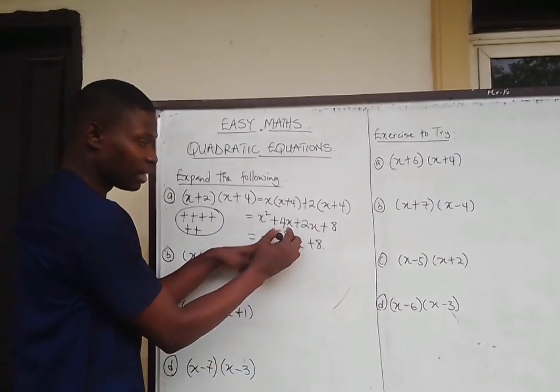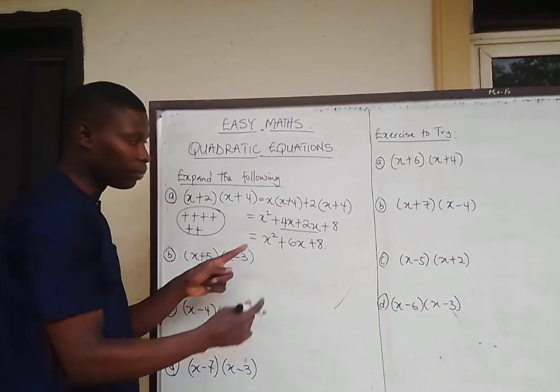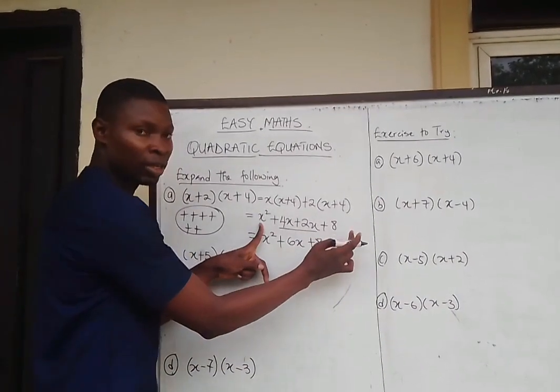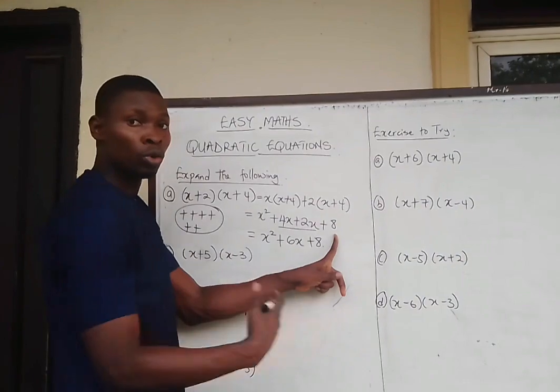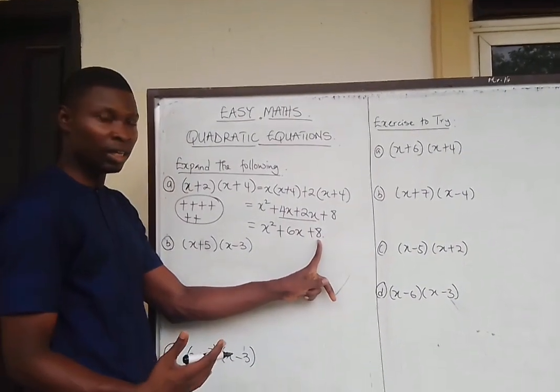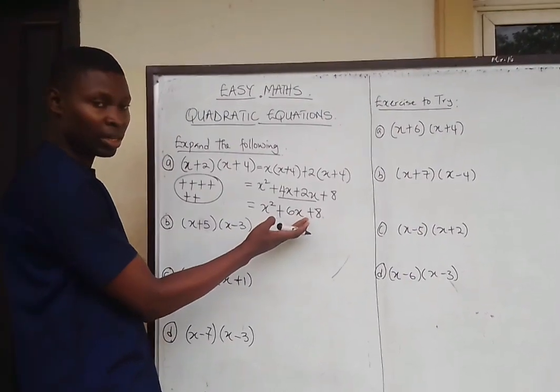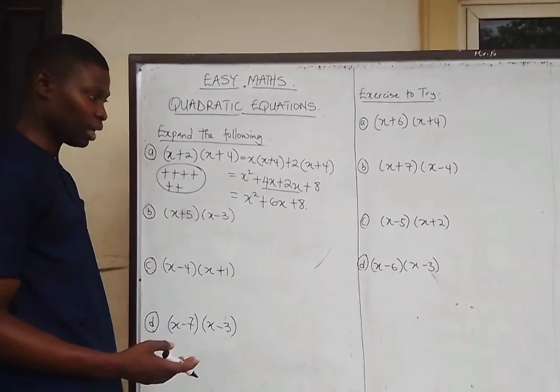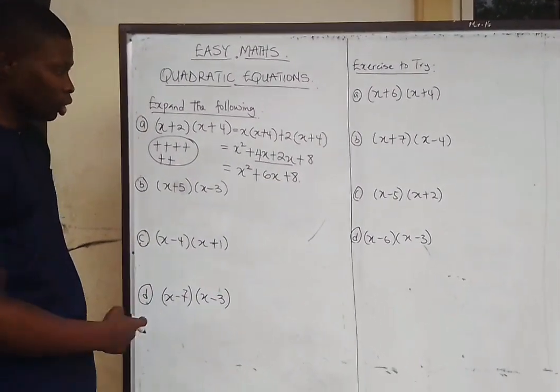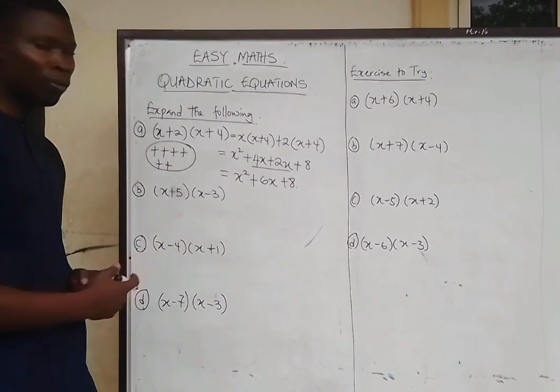So that's why I added these two together. They are the same. This one is x squared. There's no other x squared here, and this is the only single constant. That's why we're having 8 here. So our final answer is what? x squared plus 6x plus 8. Final answer to the quadratic equation. We move to the next one.